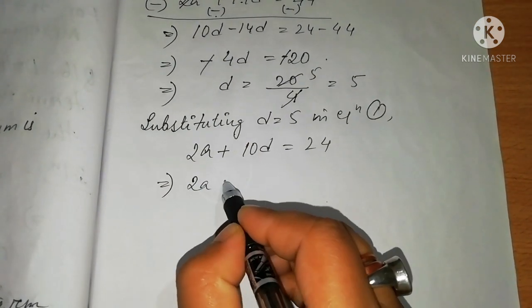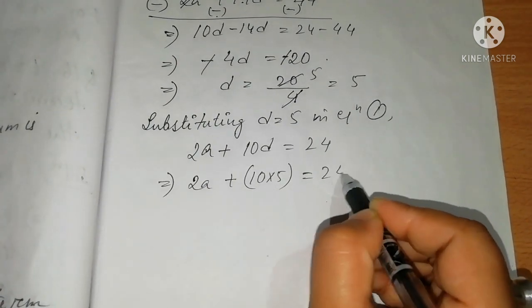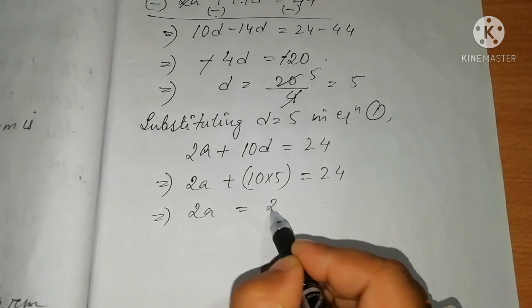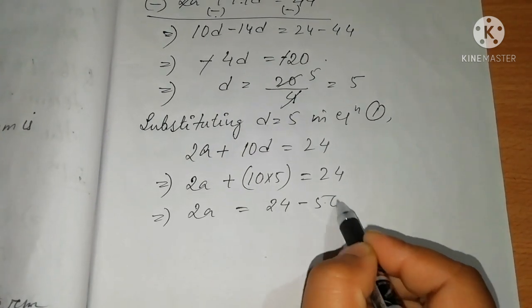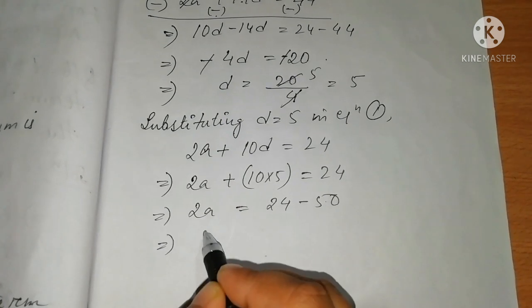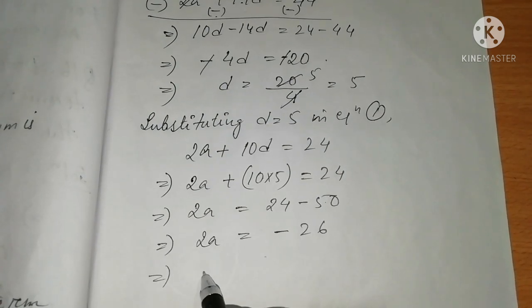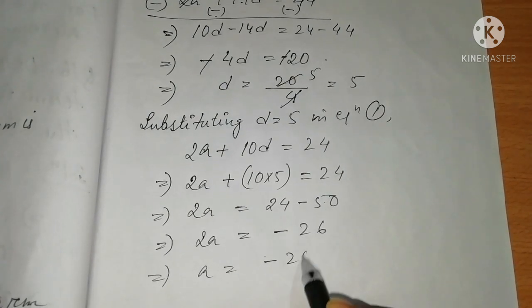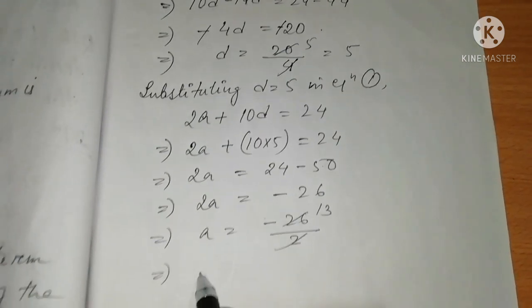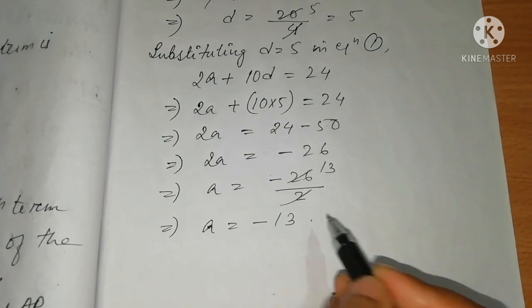So 2A plus 10 into 5 equal to 24. 2A equal to 24 minus 50. 2A equal to minus 26. So A will be equal to minus 26 by 2, which is 13. A will be equal to minus 13.